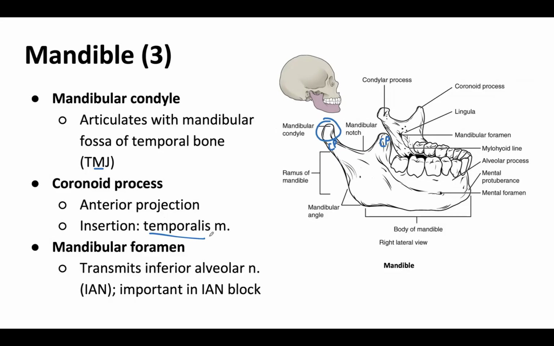The mandibular foramen is going to be located on the interior side of the ramus of the mandible, so the more medial side, and this allows for passage of the inferior alveolar nerve, which is the nerve that provides the sensory innervation to your mandibular teeth. So if you've ever heard of an IAN block, this is injecting anesthetic right around this region of the mandibular foramen in order to block sensation to the teeth.